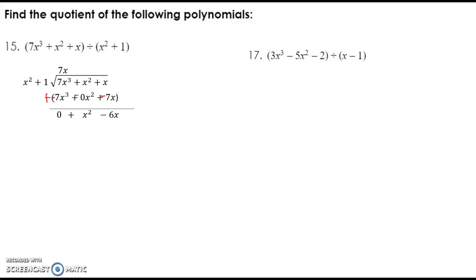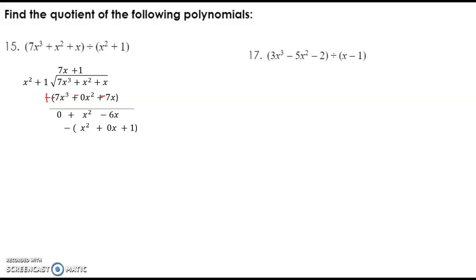x. So that is my new polynomial that I'm going to try and multiply my divisor to get to. So now I'm thinking to myself, what can I multiply x squared by to get x squared? And the answer is just positive 1. So I can multiply 1 times my entire divisor. When I do that, I will get x squared plus 1 again.